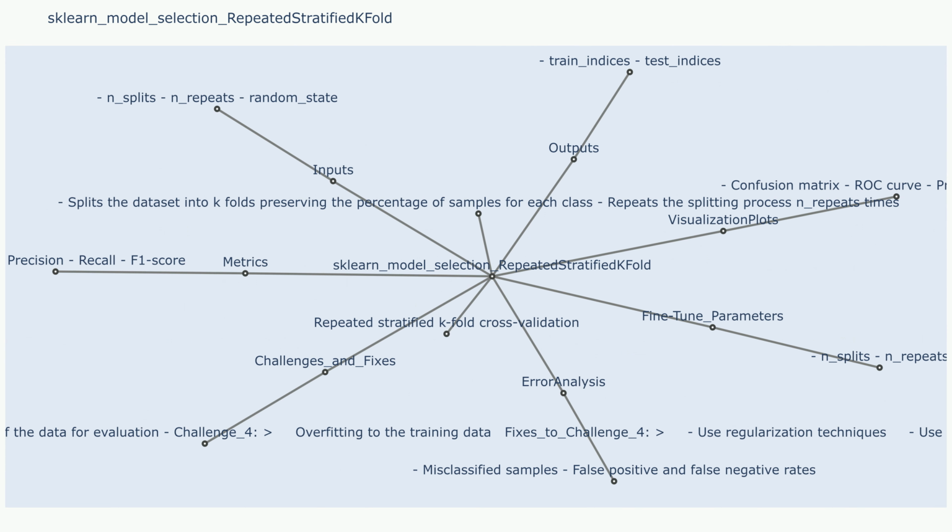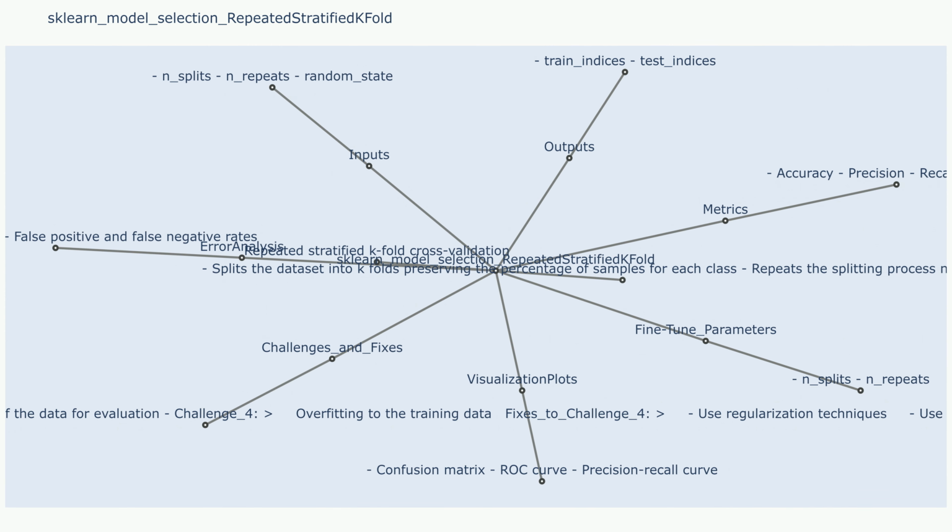Challenge 1: high computational cost for large datasets and a high number of repetitions. Sample use case: training a complex deep learning model with millions of samples and 10 repetitions.